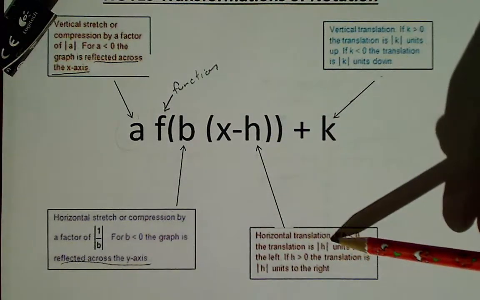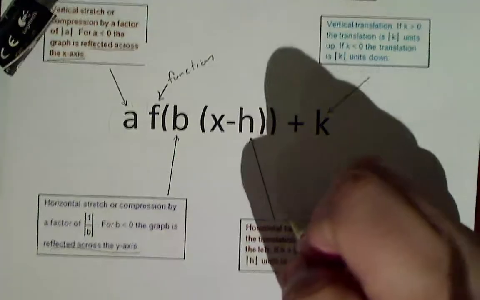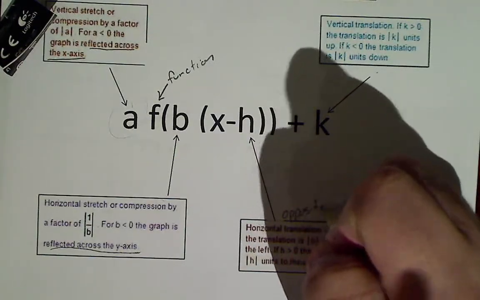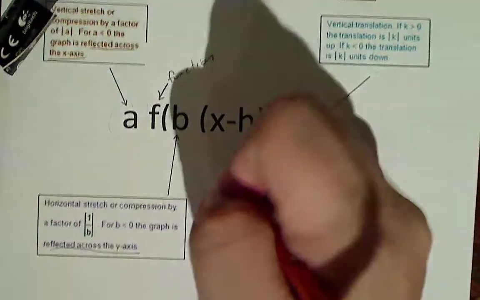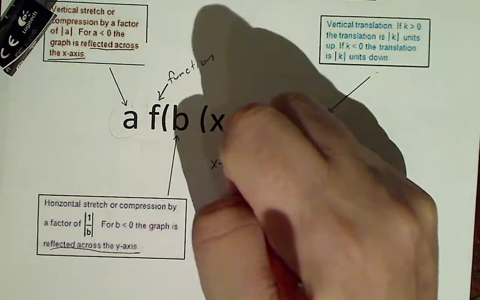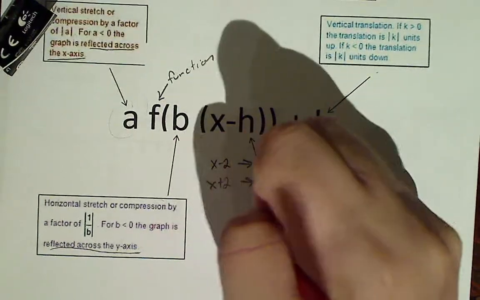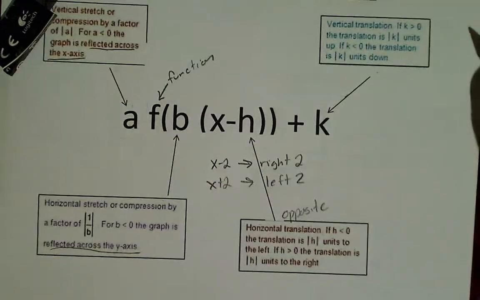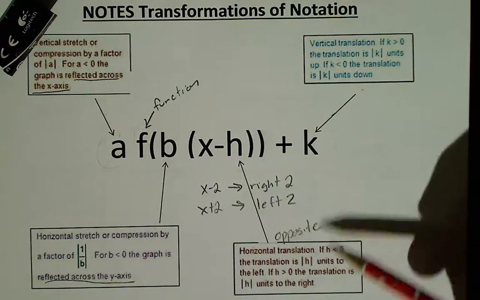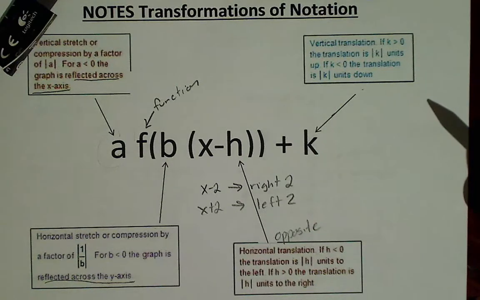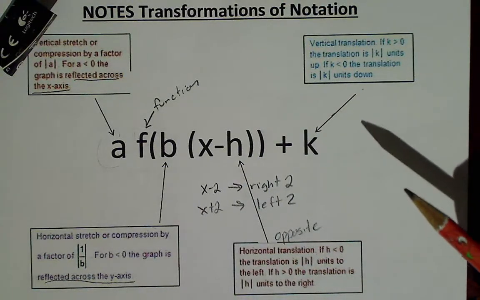H is your horizontal translation, left or right. The one thing you have to remember about this is the word opposite. The best way to describe it is, if it's like x minus 2, that is actually right 2. If it was x plus 2, then it's actually going to be left 2. And there is a reason for that. K is your vertical translation, up or down. So plus K is up, minus K is down. That's what we're going to be working on to start off with for the first set of attributes.